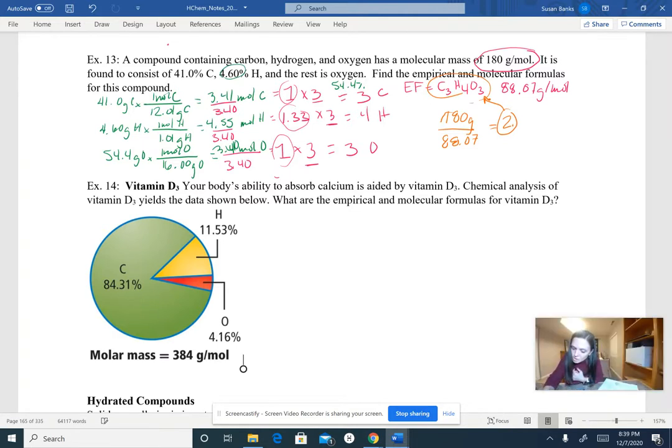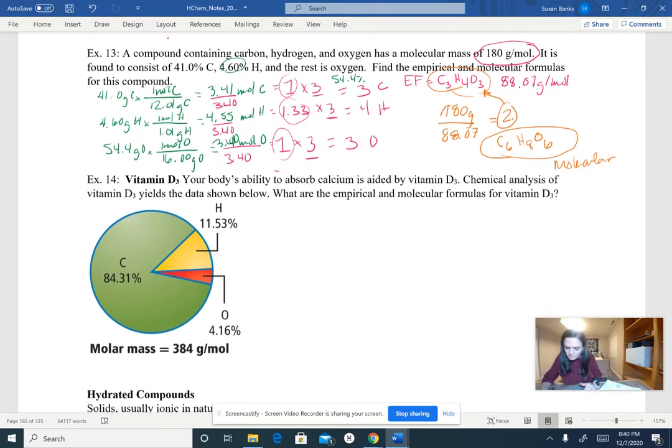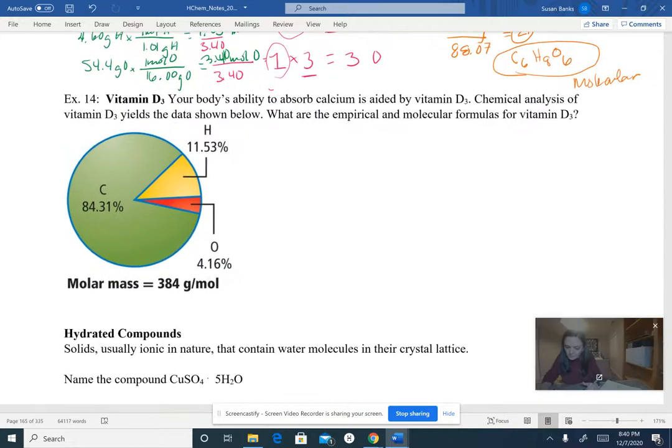So 2 times 3 for my carbons will give me 6 carbons. 2 times 4 for my hydrogens will give me 8 hydrogens. And 2 times 3 for my oxygens will give me 6 oxygens. Okay? So this is the molecular formula for the compound that we have: C6H8O6. Okay, let's do one more.